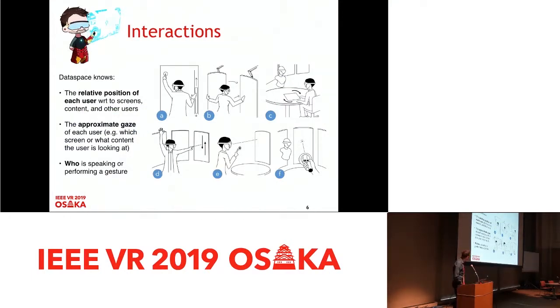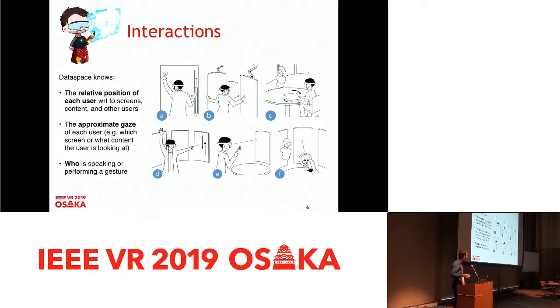Talking about interactions, we have this idea that when you perform an action, you want to do it in a natural way, and you don't have to be restricted by a specific type of interaction. So if you want to use voice, you can use voice. If you want to use touch, you can use touch.